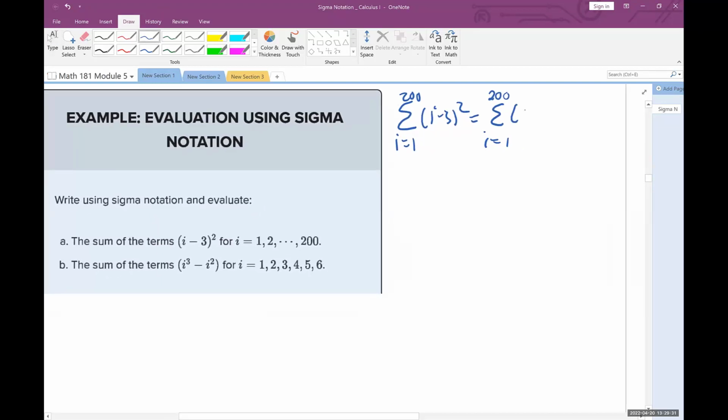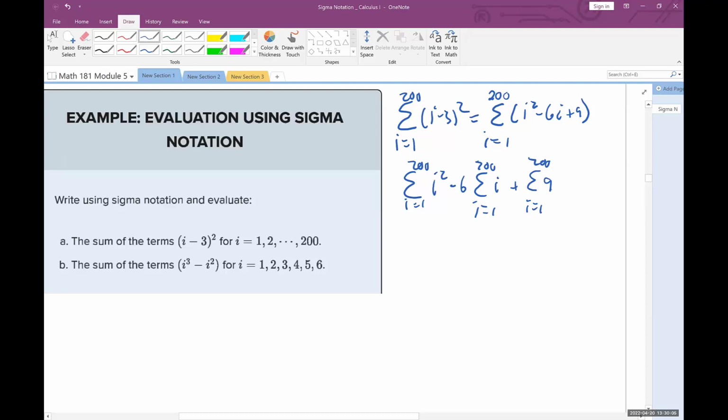So if I expand that, that's i squared minus 6i plus 9. And so I can use that property that lets me split them all up because they're just separated by addition or subtraction. So this becomes the sum as i goes from 1 to 200 of i squared, minus 6 times the sum as i goes from 1 to 200 of i, plus the sum as i goes from 1 to 200 of 9.